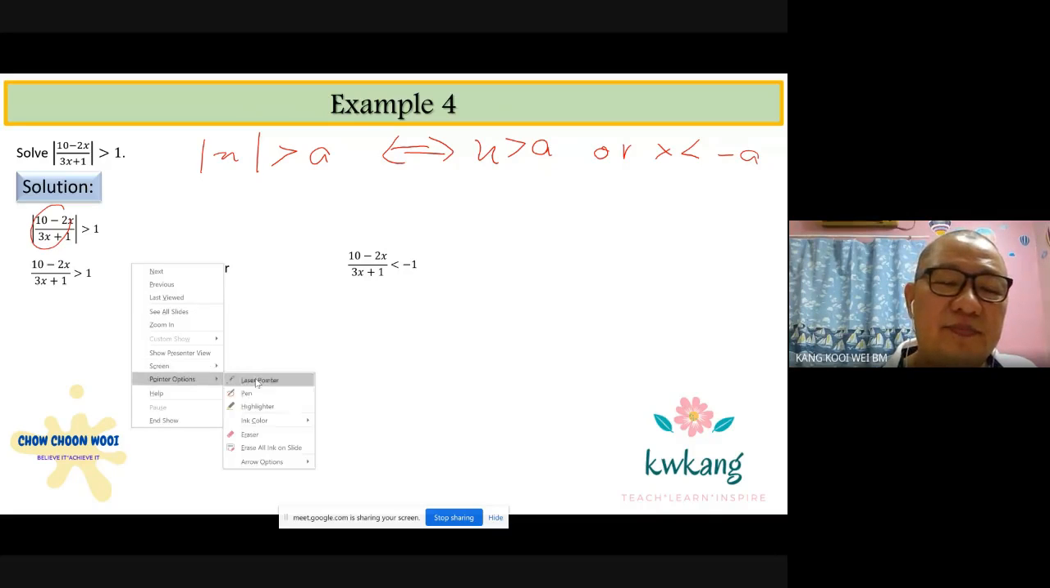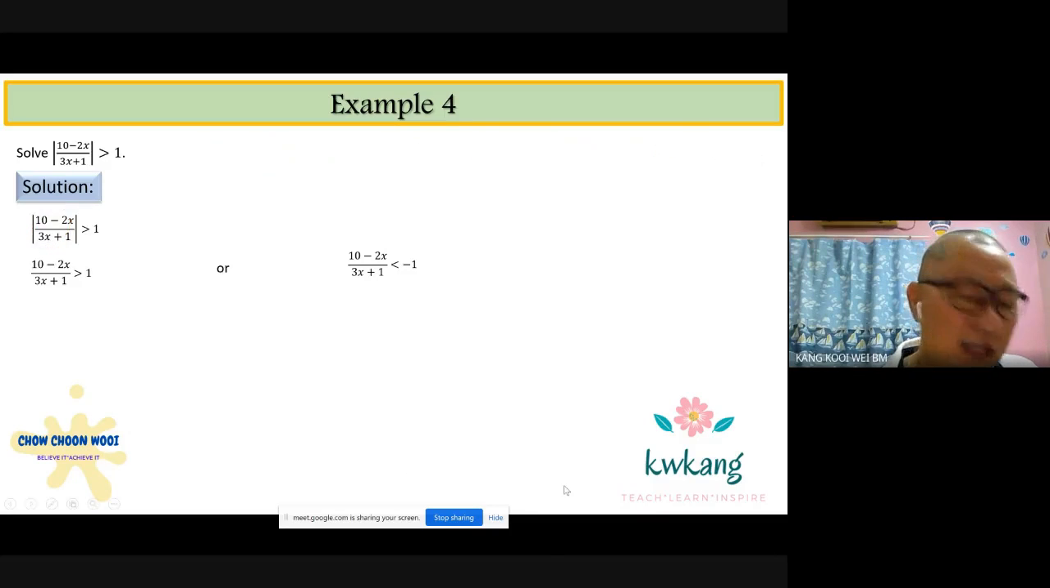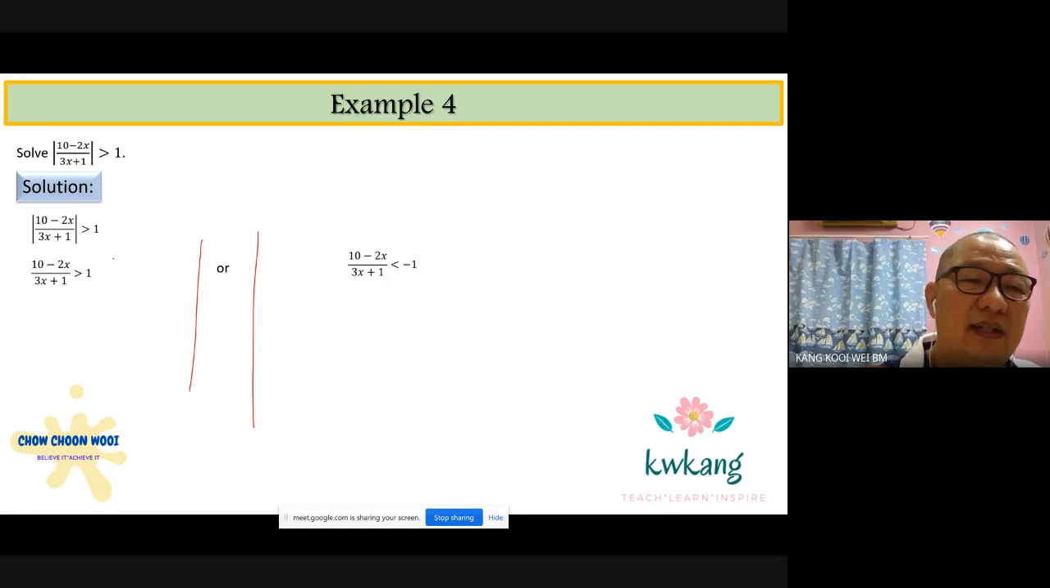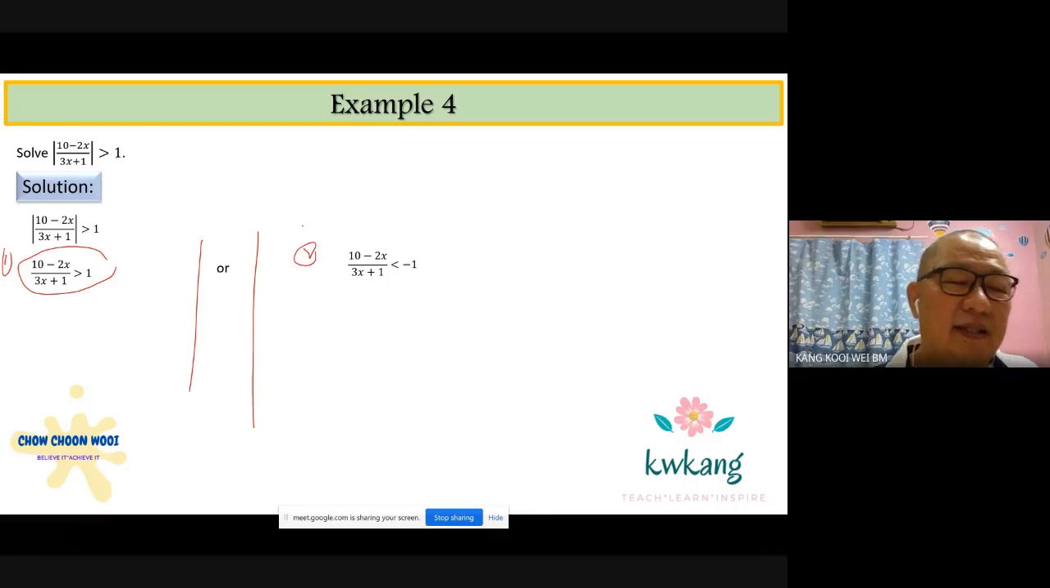So, once again, ingat 5 rumus itu sentiasa digunakan jika sebelah saja modulus. So, dia akan jadi 2 inequalities. Right now, look at the first inequalities here. The first one and the second one.